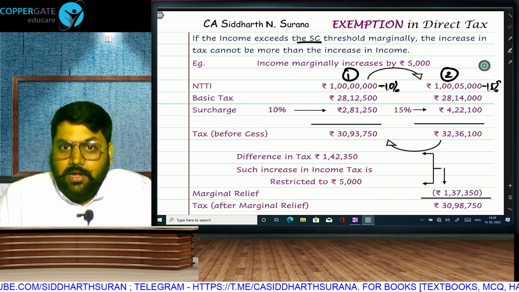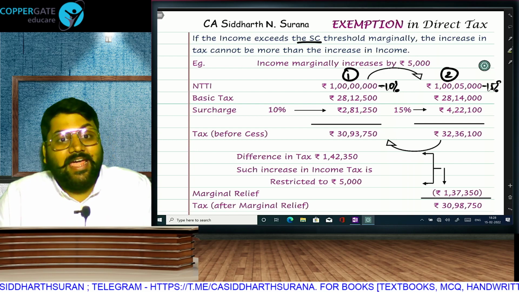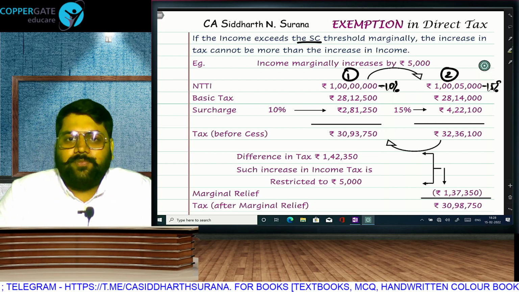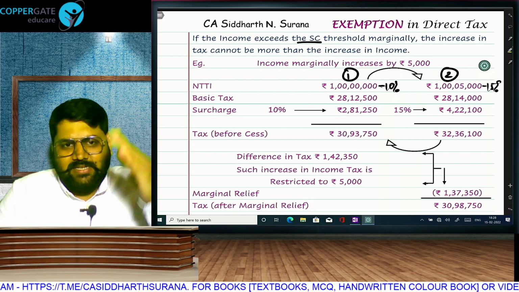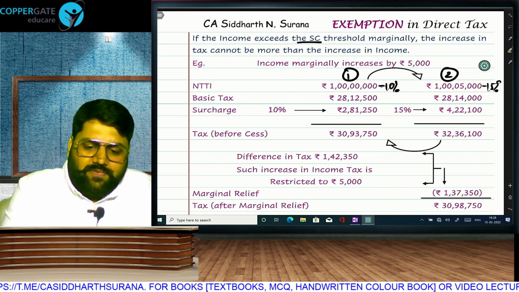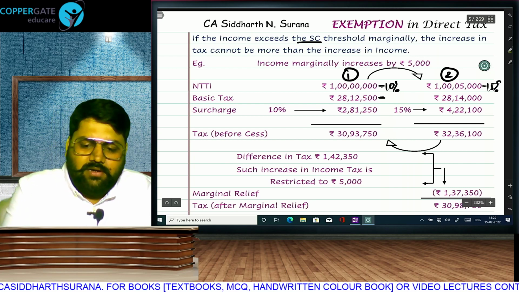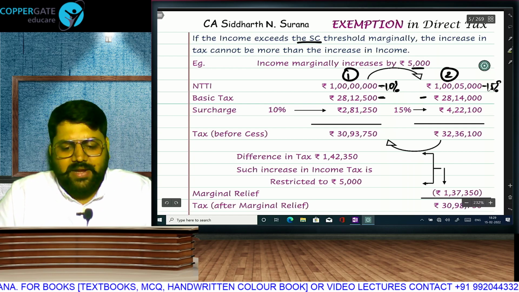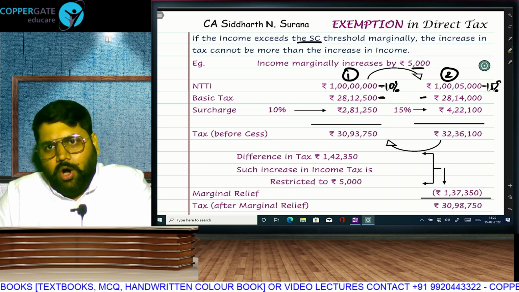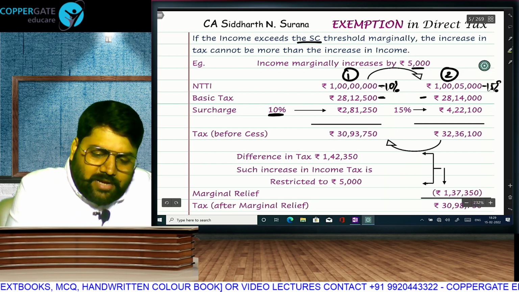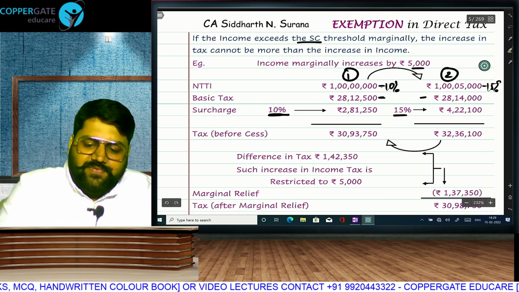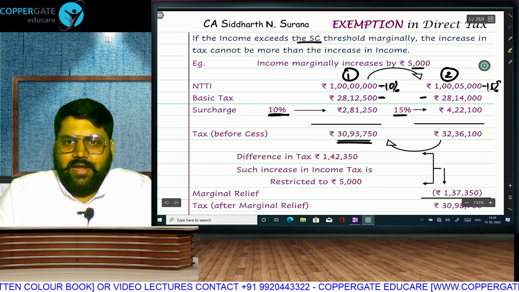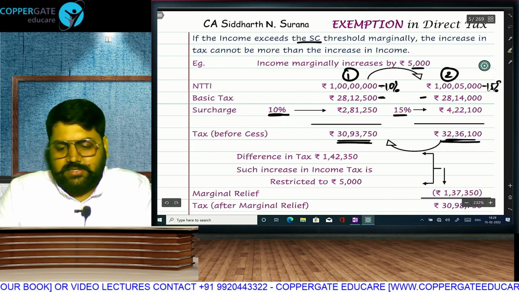Everyone has understood that. But surcharge is on basic tax. So step 1 is going to be always to calculate what first? First step is going to be calculation of basic tax. So if you apply the slabs that I have already taught you, you will get 28 lakh 12,500 here and 28 lakh 14,000. The difference is this 5,000 going in the 30% bracket. 1,500 difference is already visible here. Now we apply surcharge at 10%. So we get 281,250 here and here we get 422,100. Accordingly, the basic tax plus surcharge is 3,093,750 here and 3,236,100 here.